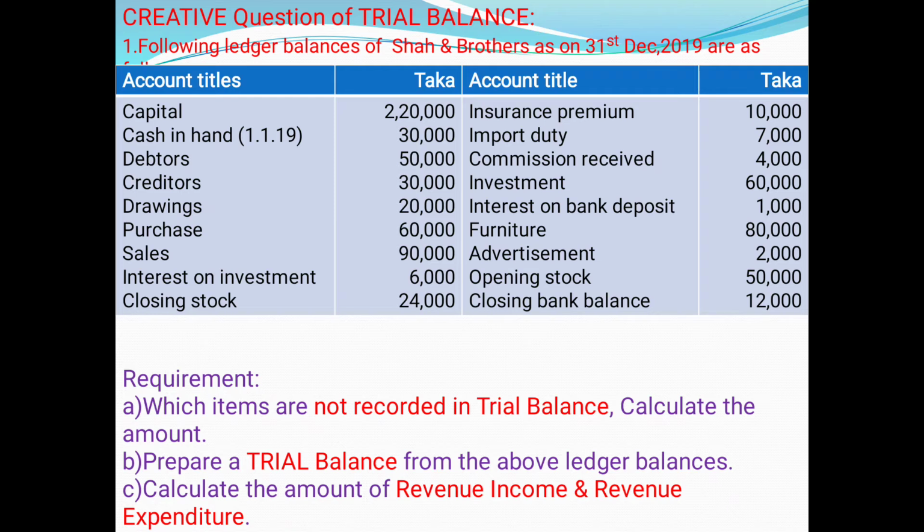Totally 18 balances are given in the stem or in the ledger balances. From this you have to complete the following requirements. Requirement A, which items are not recorded in trial balance, calculate the amount. Requirement B, prepare a trial balance from the above ledger balances. Requirement C, calculate the amount of revenue income and revenue expenditure.